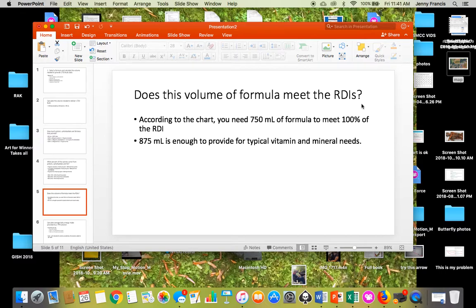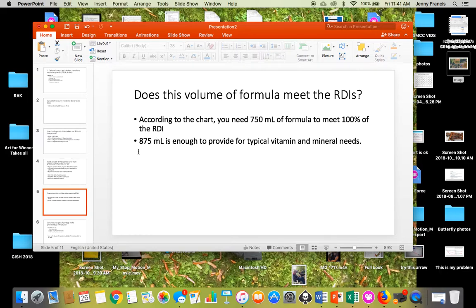Now, this is very simple. You don't have to do any math at all. You just need to look at the chart. And for my example, the chart said I needed 750 milliliters of formula, it's that first column, to be 100% of the RDI. So if you give that amount of formula, it has all the vitamins and minerals that you need, at least at 100%.